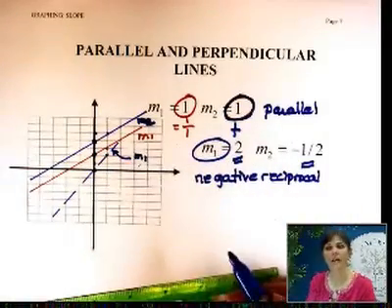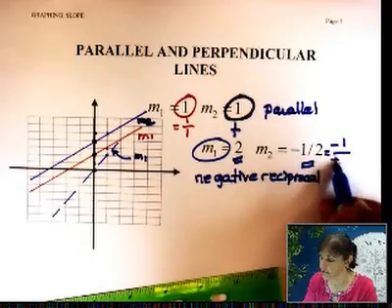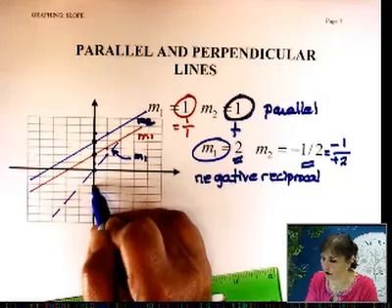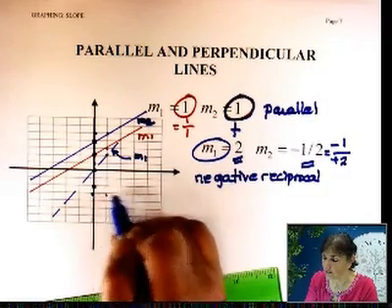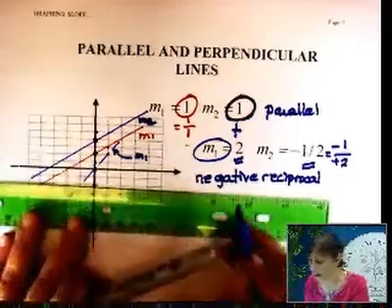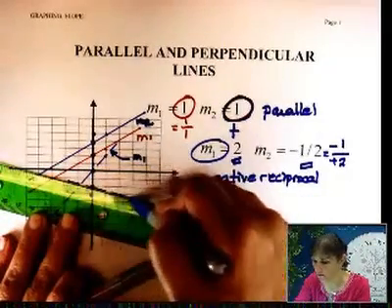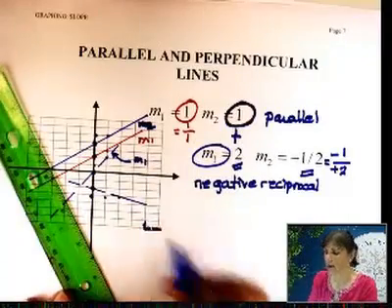And let's draw negative 1 over 2. Negative 1 over 2 means negative 1 over positive 2. So let's draw one from here. Negative 1, go down, to the right 2, 1, 2. Here we go. Now these don't look perpendicular because this scale is wider than that one.